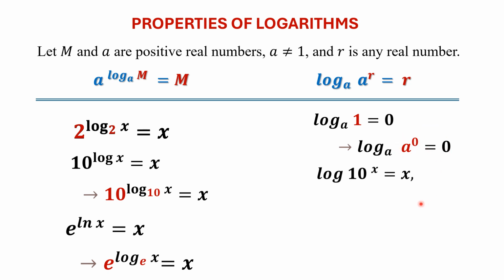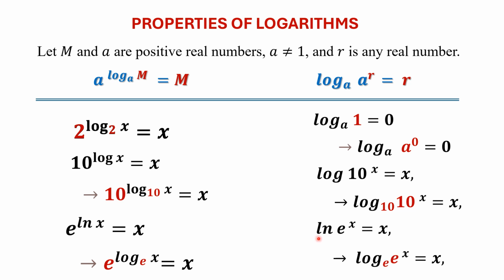Another one is log of 10 to the x is also equal to x. As we know, since the base is not written, this is base 10. So we can rewrite this as log of 10 to the x to the base 10. Since they have the same base, the answer is x. The last one is, if we have ln e to the x, it's also equal to x. Why? Because this ln is a natural logarithm wherein the base is e. So we can rewrite this ln as log base e of e to the x. The answer is equal to x because they have the same base. So these are examples of the first two properties.